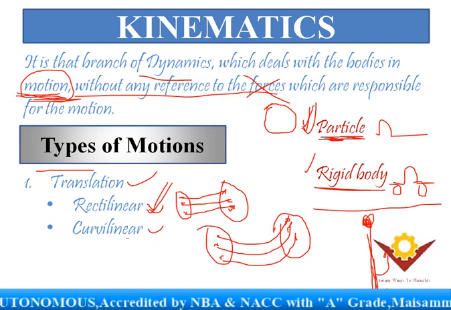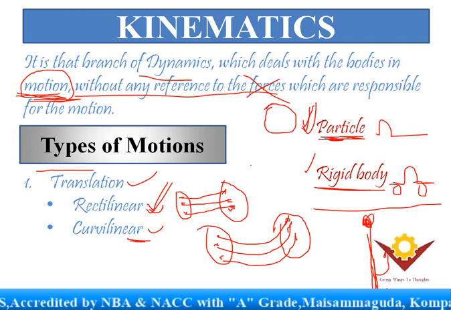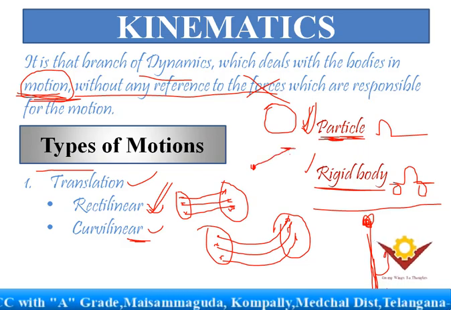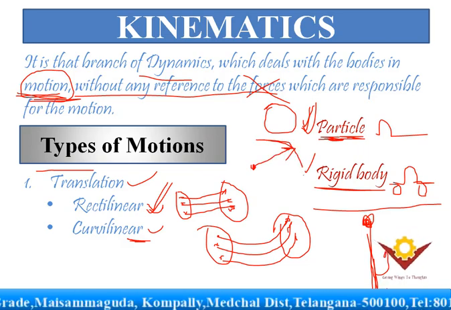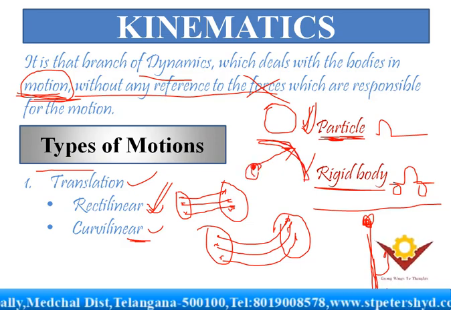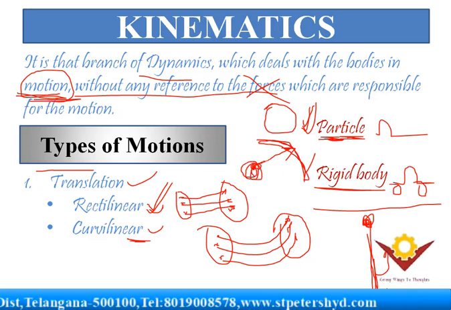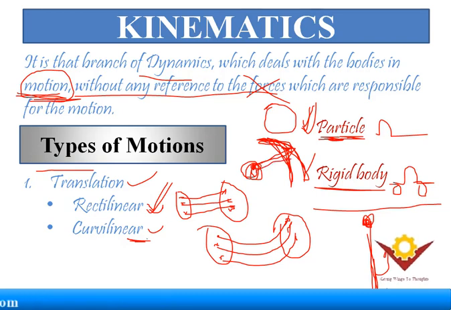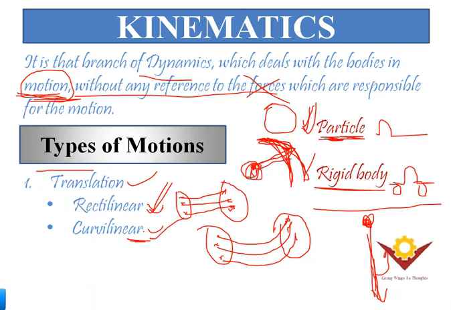And what about curvilinear? For example, one fixed point is there. From that fixed point, we have some radius, and if a body is moving in a curved path with a fixed axis of rotation or fixed axis of path, moving in a curve type with some radius, then we consider those problems curvilinear, and we have to use the curvilinear equations to solve them.